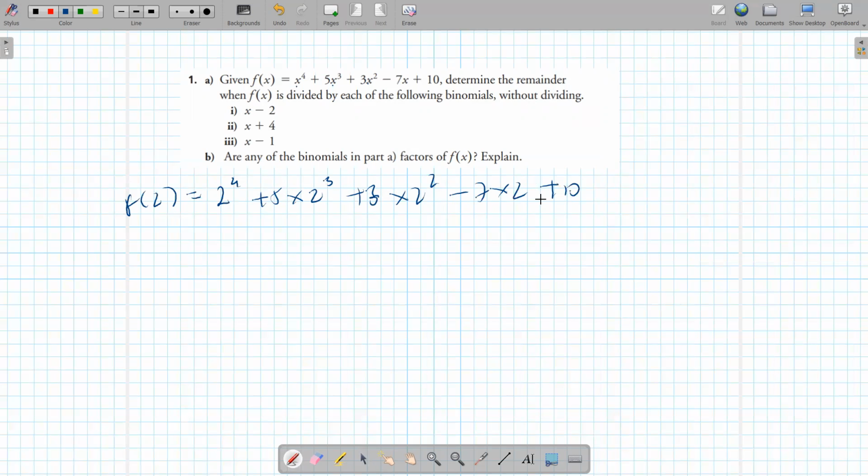Right, let's see what this gives us. So 2 to the power 4 plus 5 times 2 cubed plus 3 times 2 squared minus 7 times 2 plus 10. Plus 10, not minus 10, which gives me 64. You see, it's easy as that. You find the k value, you plug it in there. What's the k value of this? 2x minus 5.